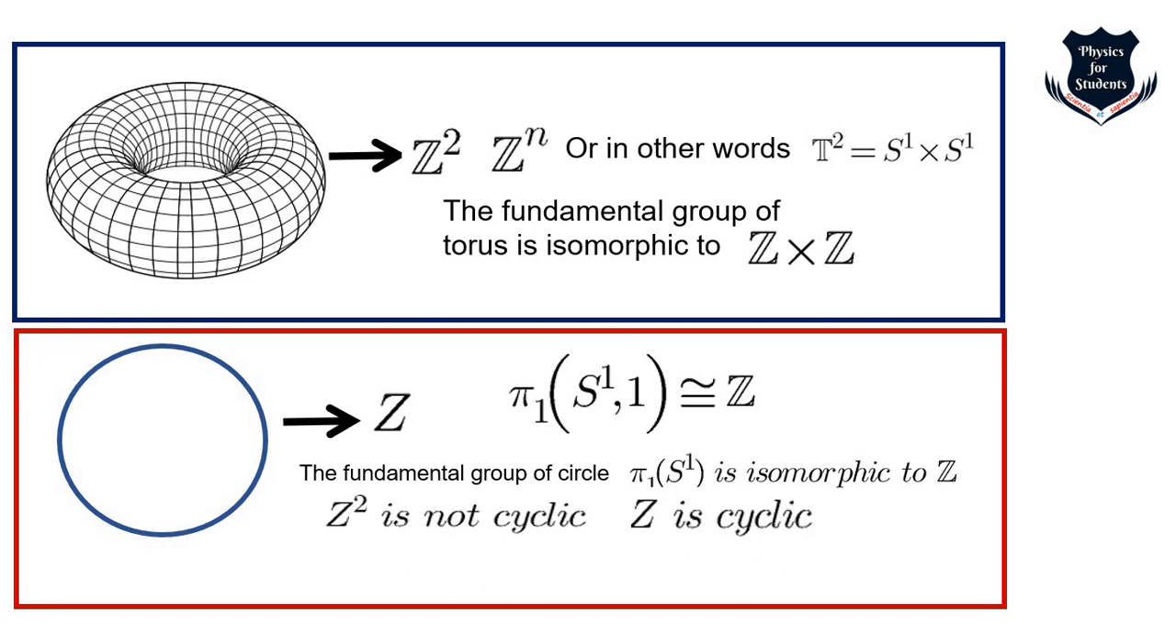But you should remember one thing: Z to the power 2, or Z square, is not cyclic as per the definition, but Z indeed is cyclic. Hence, we can tell that they are not homeomorphic, and we write it in this way. So this is another kind of proof, in which we have used the fundamental group of the circle and of the torus, and we have shown that they are not homeomorphic. This is how it happens.